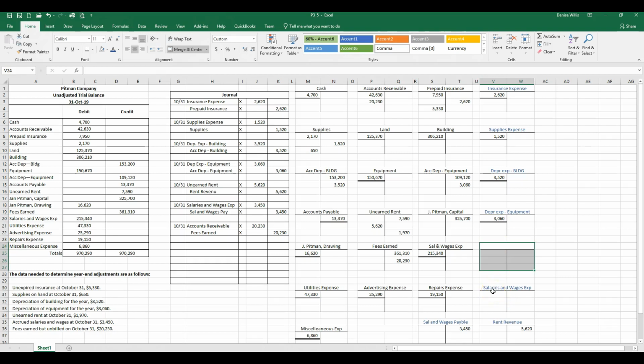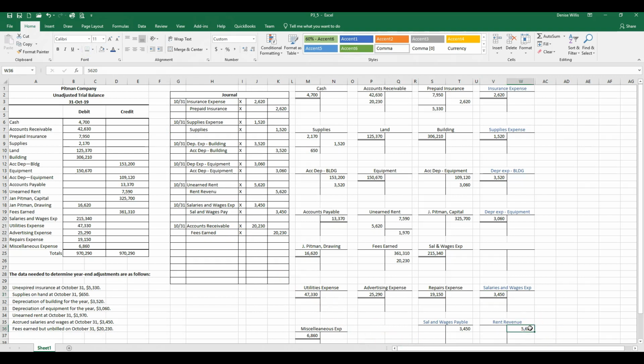Okay, salary and wages expense. I didn't put that over there. No, I sure didn't. Okay, hold on. We didn't post that one over there. $34.50 belongs in there, unless I'm duplicating something. Okay, we'll go with that. There's the salary and wages expense. It is done. Double underscore it.